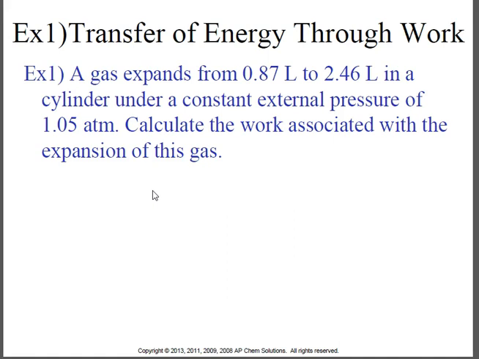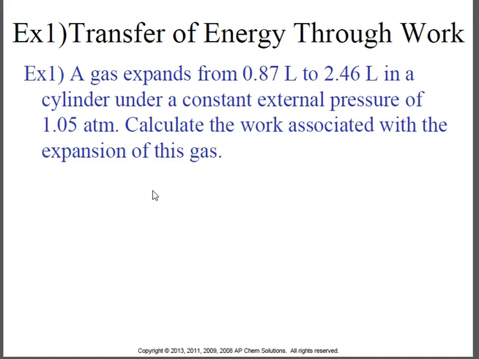Alright, example 1. We have a gas and it is expanding from 0.87 liters to 2.46 liters in a cylinder under constant external pressure of 1.05. Calculate the work associated with the expansion of this gas.